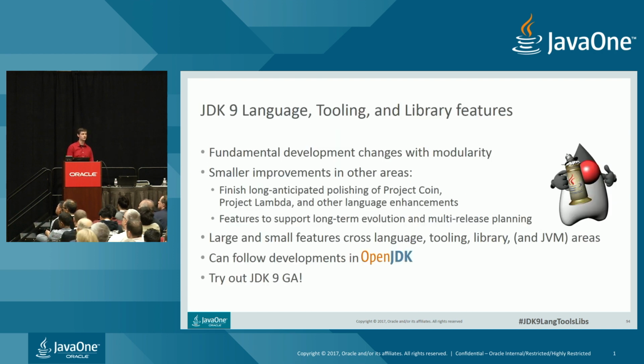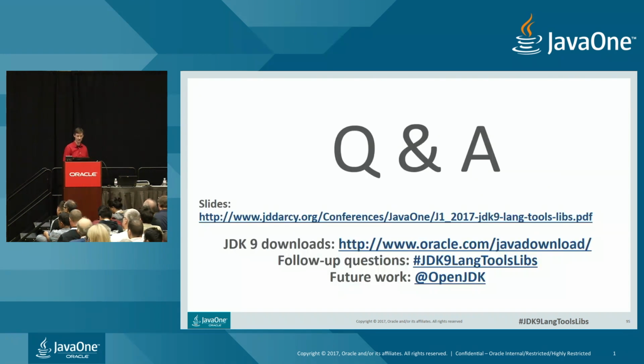So in summary, JDK 9 was a very large release. We've made some fundamental development changes with modularity, but the changes weren't limited to modularity. We also finished long-planned improvements to the language from Project Coin and Lambda. And if you're interested in following future developments, you can do that in OpenJDK, and you can download the JDK 9 bits to try out now. So with that, I think I have time for one or two questions.